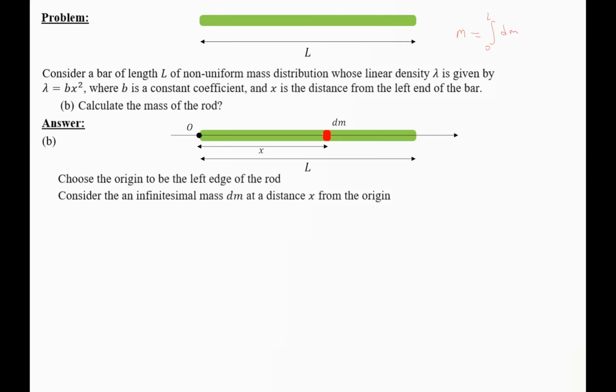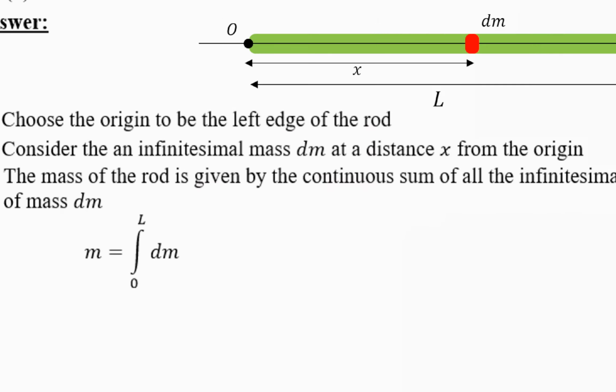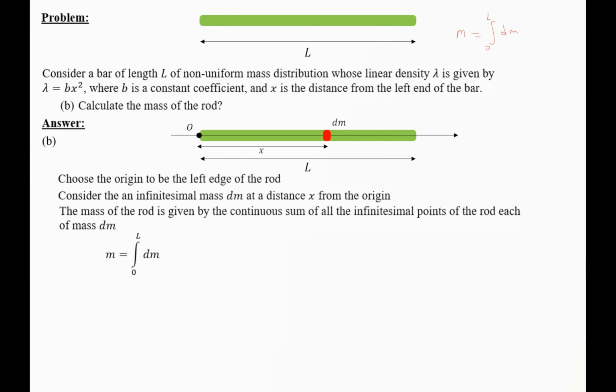So we have chosen a small mass dm belonging to the rod, at a distance x from the origin. The mass of the rod is given by the continuous sum of all the infinitesimal points of the rod, each of mass dm, and this can be written as an integral from 0 to L of dm. The problem here is that the boundaries and the variable don't agree. The boundaries refer to the position, whereas the variable refers to the mass.